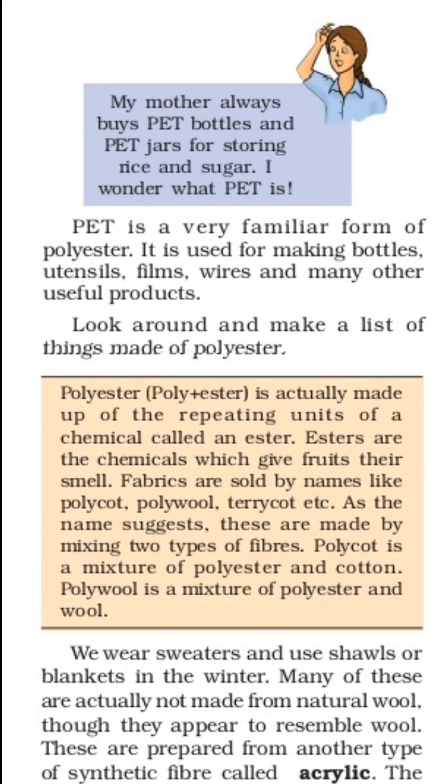Polycot is polyester plus cotton; polywool is polyester plus wool; terrycot is terylene plus cotton. In this way, polycot is a mixture of polyester and cotton, and the combined name polycot was given. Polywool is a mixture of polyester and wool, and the combined name is polywool. Terrycot is a combination of terylene and cotton. In terrycot, 35% terylene and 65% cotton are used, and this composition makes terrycot.